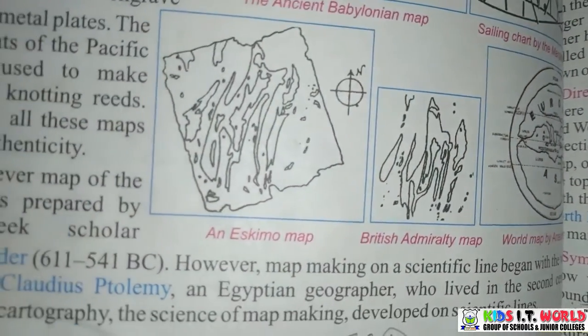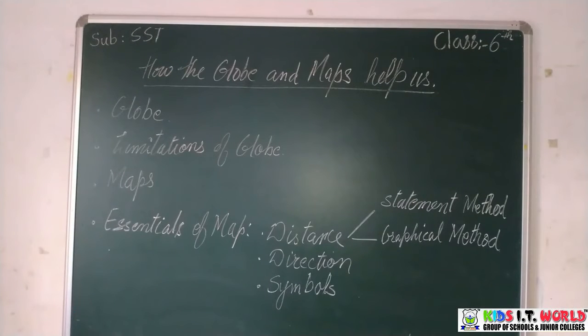Okay, so a map is a two-dimensional picture of the earth's surface or a part of it on a flattened surface according to the scale. Maps have been in use since the early civilizations. The Babylonians were perhaps the first to prepare a map on a clay tablet as early as 2300 BC. So it was almost 2300 years back where the Babylonians used to create a map on a clay tablet.